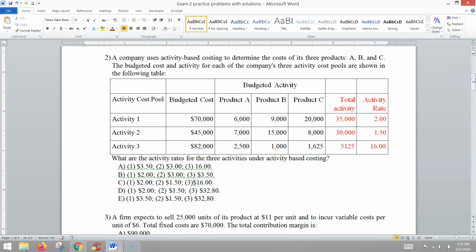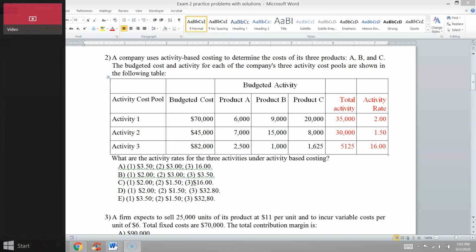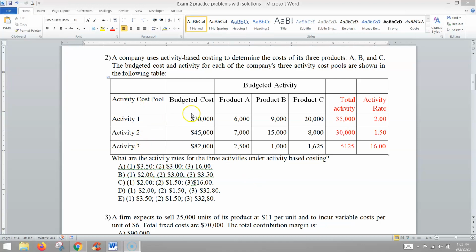So on the second one, a company uses activity-based costing to determine the cost of its 3 products A, B, and C. The budgeted cost and activity for each of the company's 3 activity cost pools are shown in the following table. So to calculate the activity rates, we need to determine the total activity, and then we have the budgeted costs, and it's the cost of doing that activity one time. So we have the 3 activities listed here, the budgeted cost, and then the 3 products.